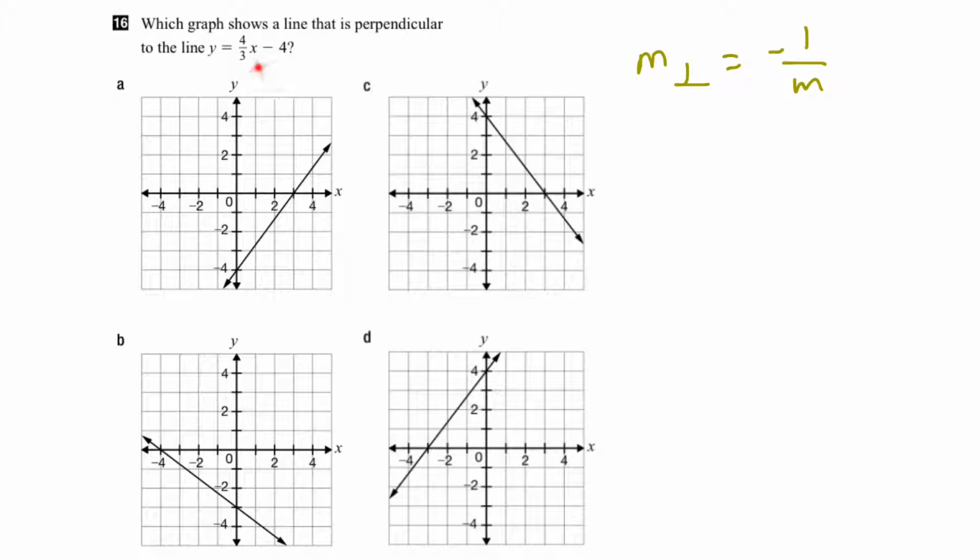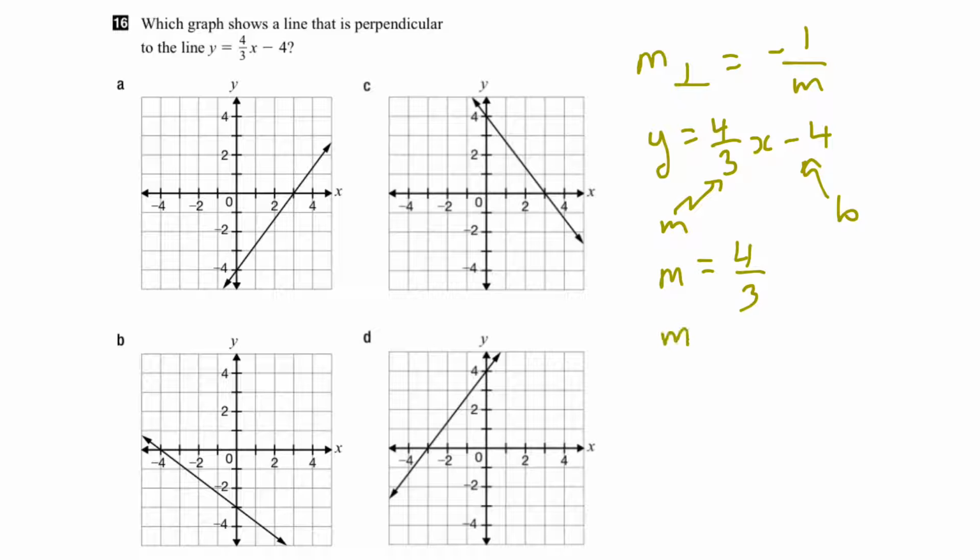Well, let's take a look at the line here, y equals 4/3 x minus 4. This is the equation of a line in y equals mx plus b form, where 4/3 is the slope m and negative 4 is the y-intercept b. What we're interested in is the slope. So slope m is equal to 4/3, so the slope of a line perpendicular to it would be negative 3/4. What we have to do is just swap the values here and change the sign.